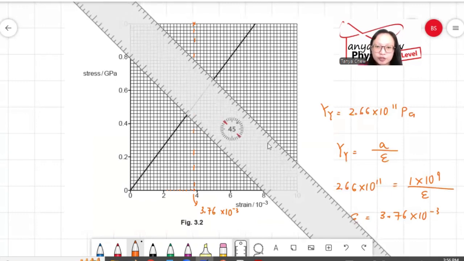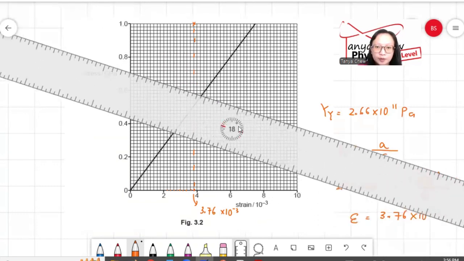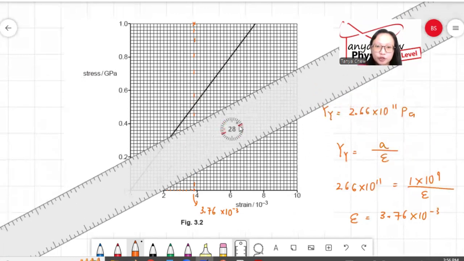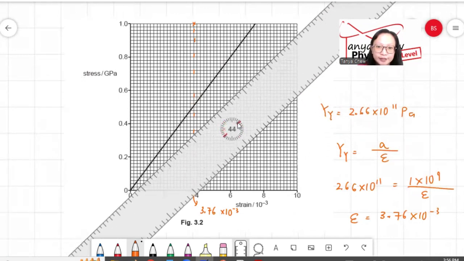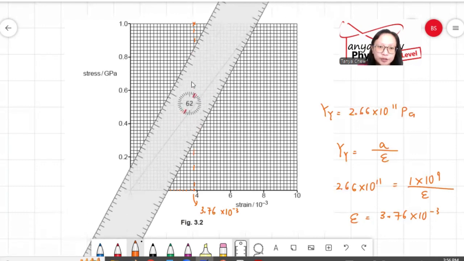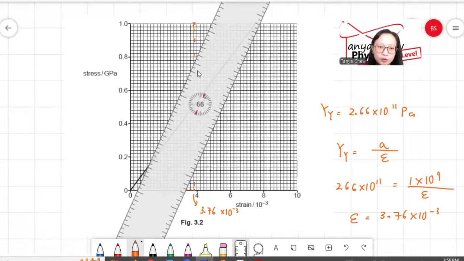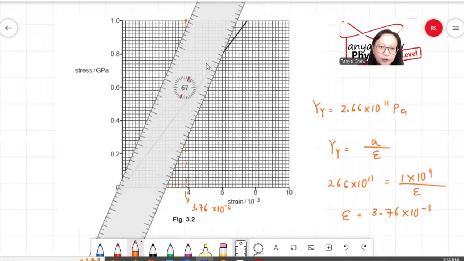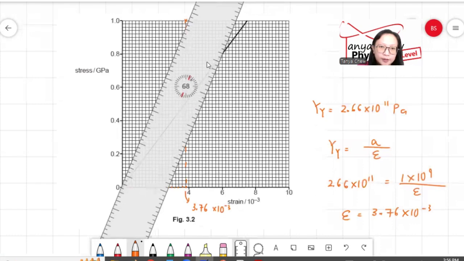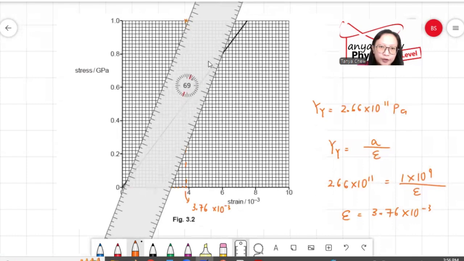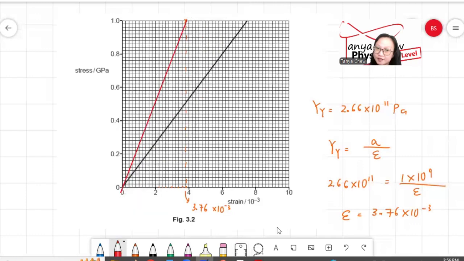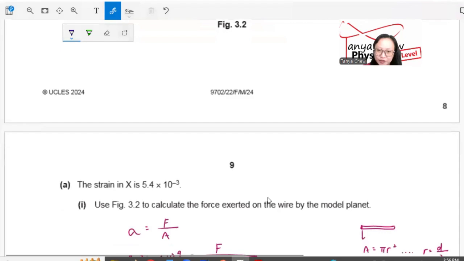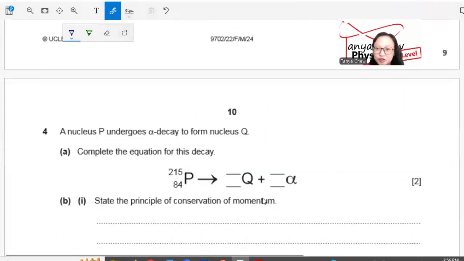So all you need to do, just take out your ruler, and start from origin, because if there's no stress, there's no strain. Start from origin here, and then all the way up to the point that I have plotted here. Somewhere here. So all you need to do is just to draw a straight line like this. Just like that. Go back to the question. That's the line that you have to draw.